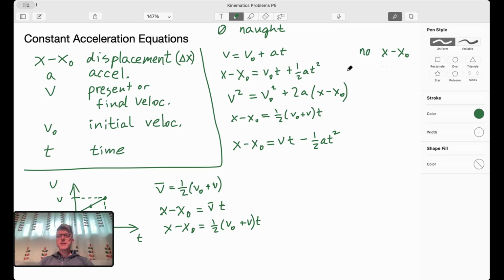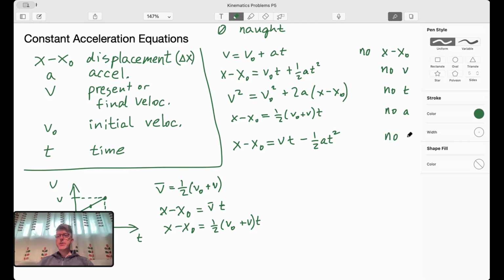This second equation, if you take a look at what it has, there's the displacement, there's the acceleration, there's v naught, there's t. It doesn't have v, so it doesn't have the final or current velocity. This one doesn't have v. This one doesn't have t. This one doesn't have the acceleration in it. And this one doesn't have the initial velocity.